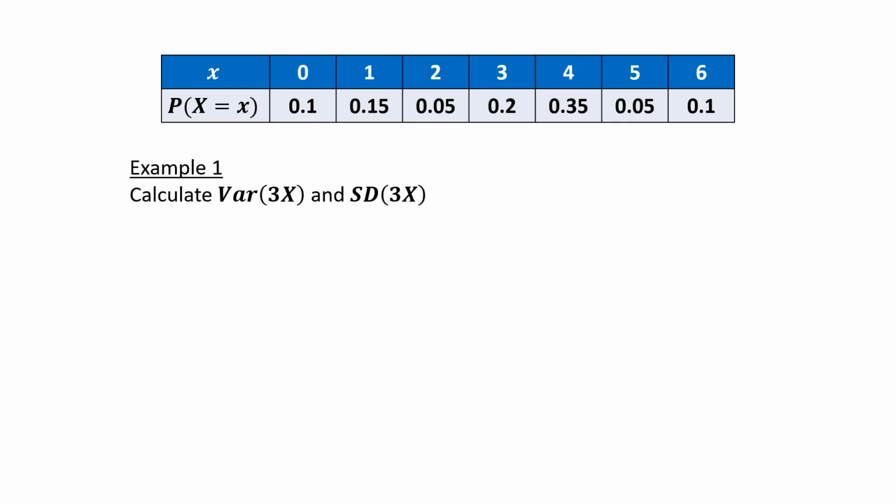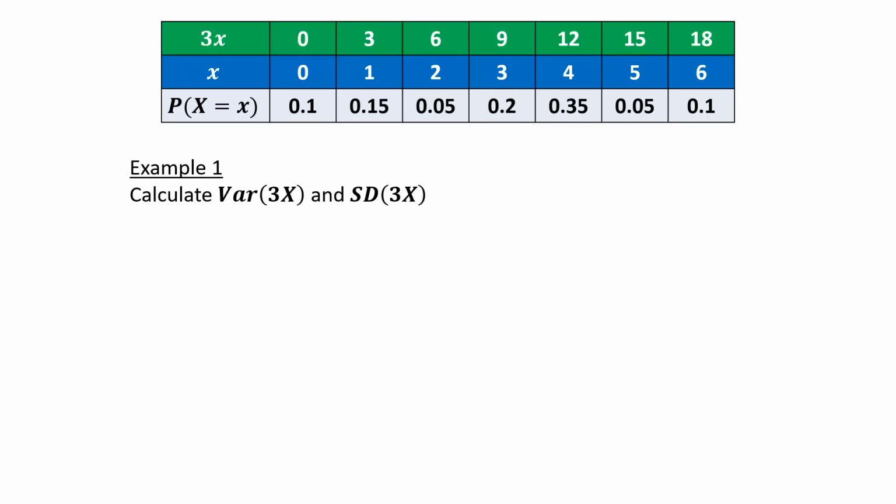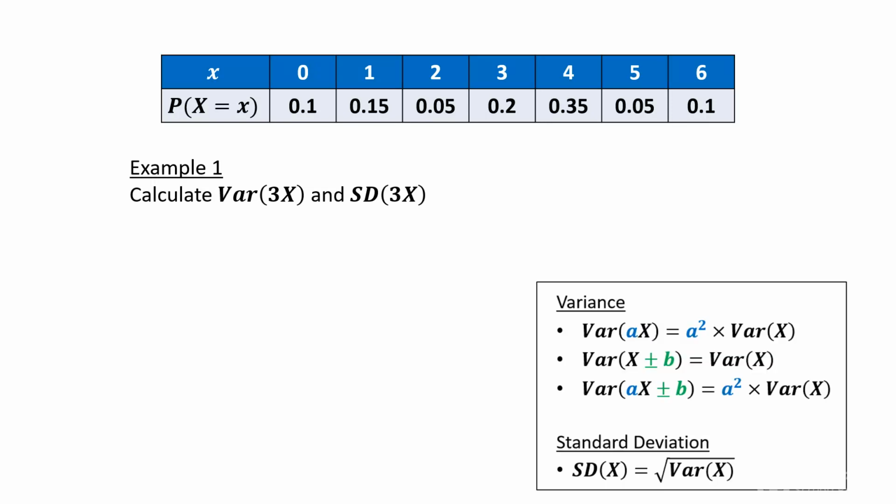All right, let's move on to our first official example of the video. We're going to calculate the variance of 3x as well as the standard deviation of 3x. What that means is we're going to take each of the x values and multiply them all by 3 and then calculate the new variance and the new standard deviation. Now we could do this the long way like I showed you just before, or we're going to learn some tricks with some formulas that are provided to speed this up.